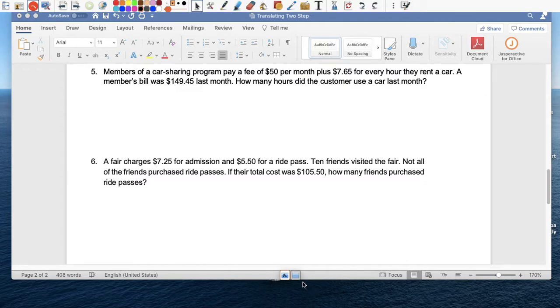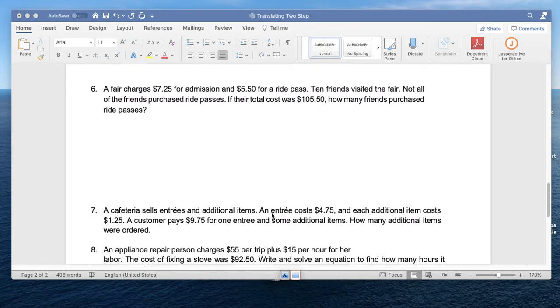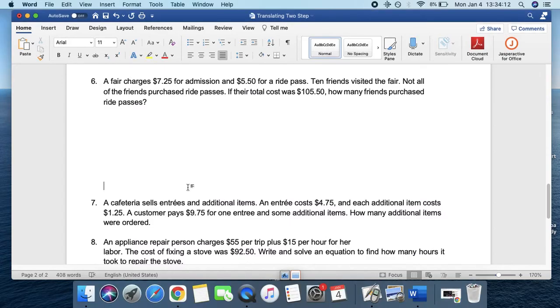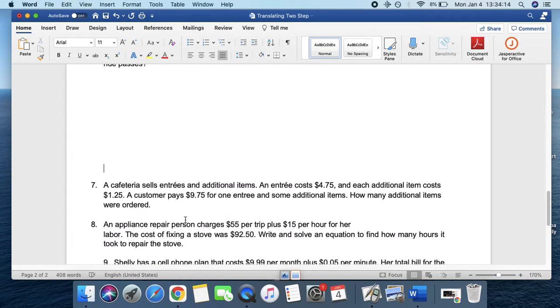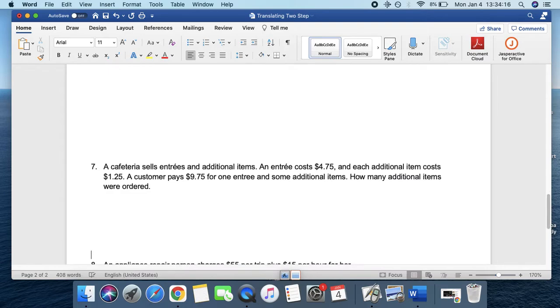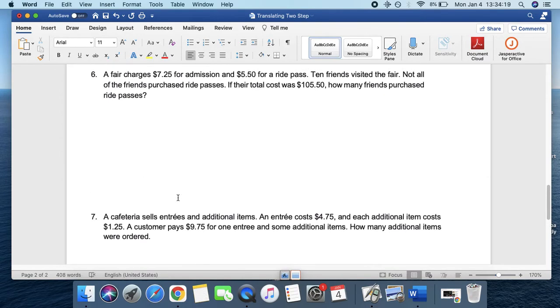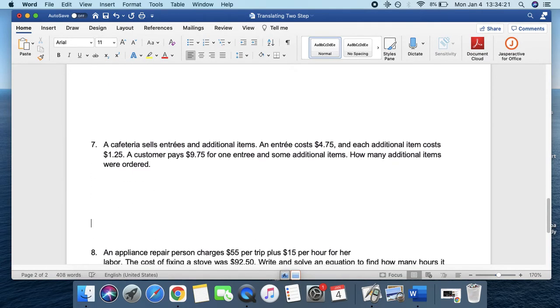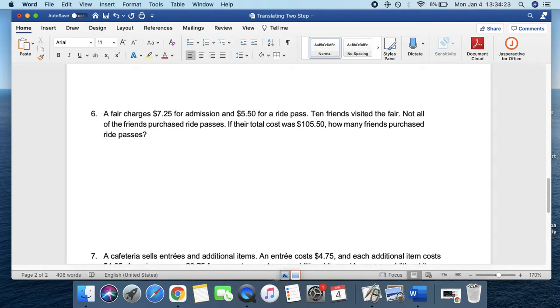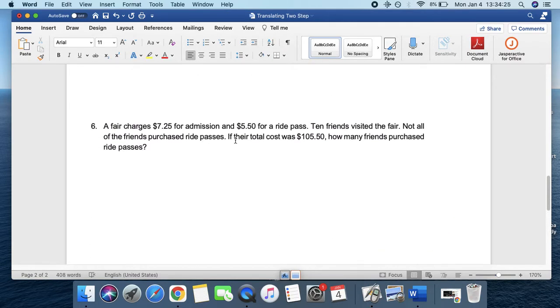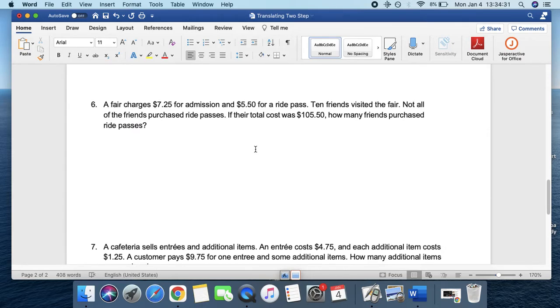A fair charges, okay, so imagine one of those fairs, if you've ever been to a fair, it has games, food, and all that stuff. So this fair charges you to get in $7.25, and then $5.50 for a ride pass. So every time you want to go on a ride, you have to pay $5.50. That's kind of expensive.